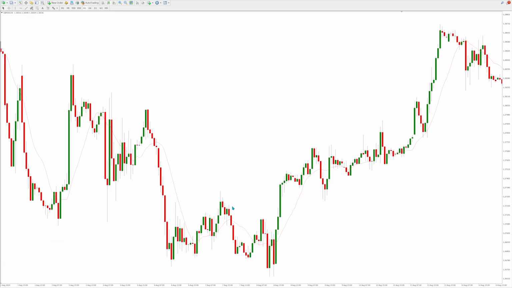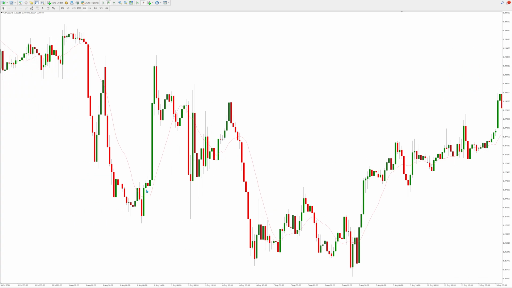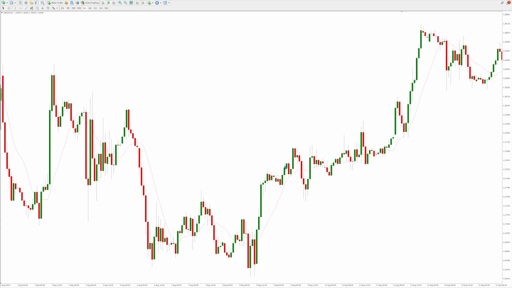What you don't want to do with this indicator, what I wouldn't do, is buy and sell every time price crosses it. As you can see in situations like this, ranging and consolidating markets, you're just going to get whipsawed or chopped in and out of the markets for fun. So I wouldn't do that.